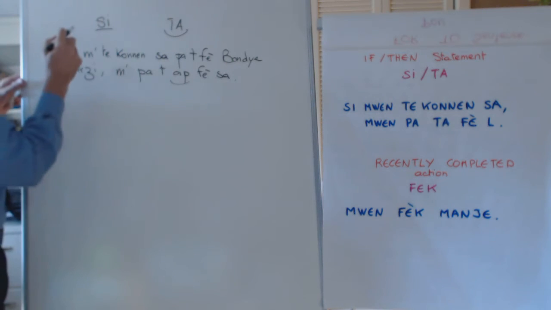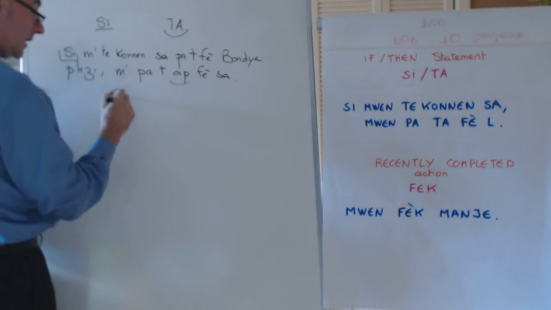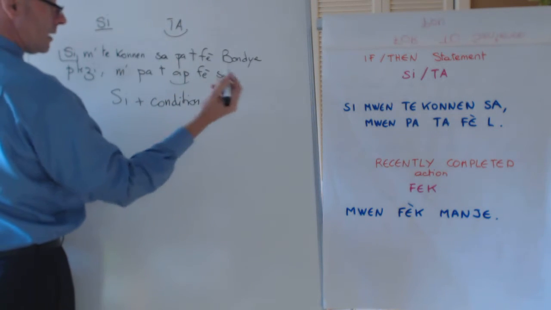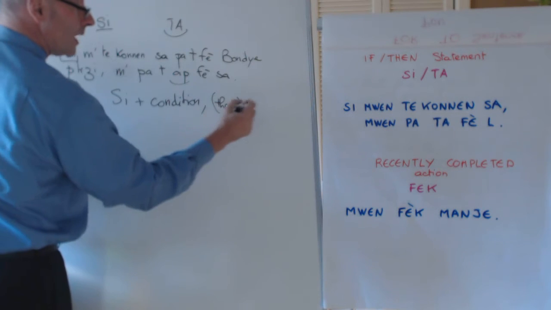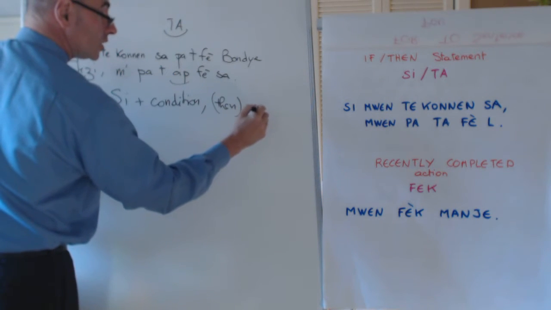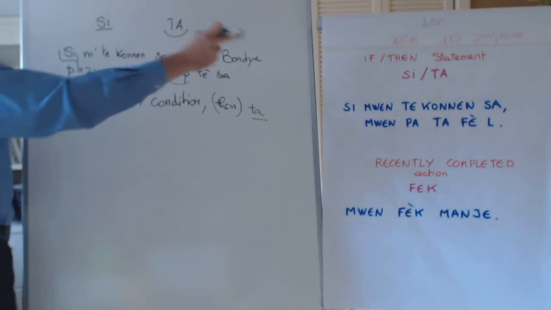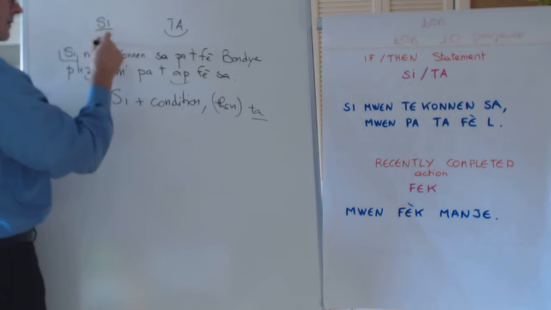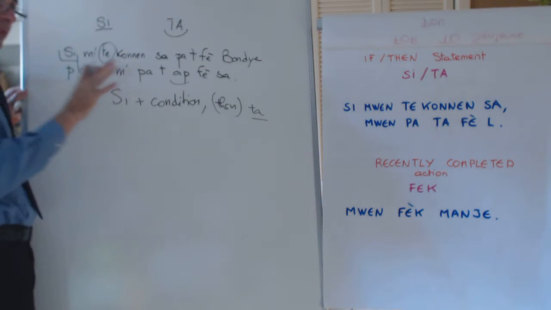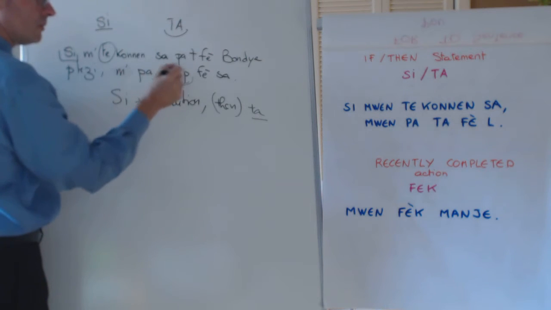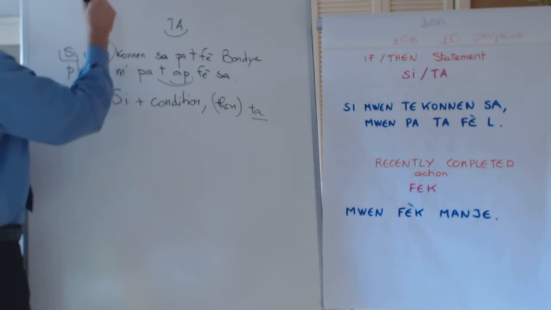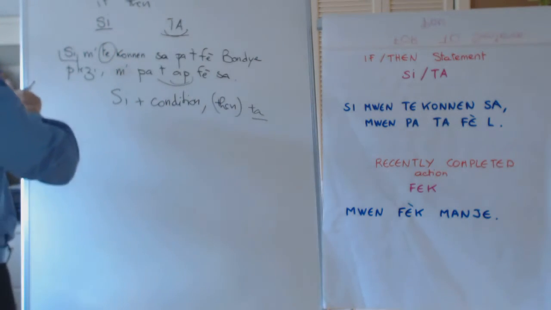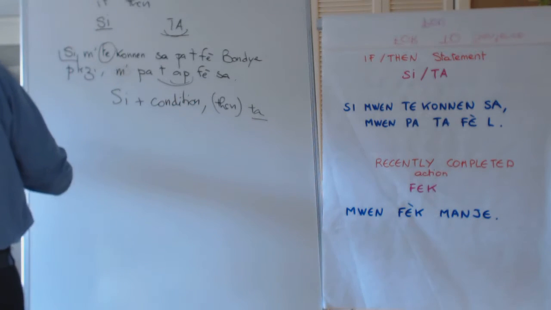Progressive. So si plus condition, then there is none, but you use conditional. And you have an if-then statement. Si, you use the past in your condition, then you put the statement with conditional. If, then, and conditional. So that's the first thing we want to be aware of.